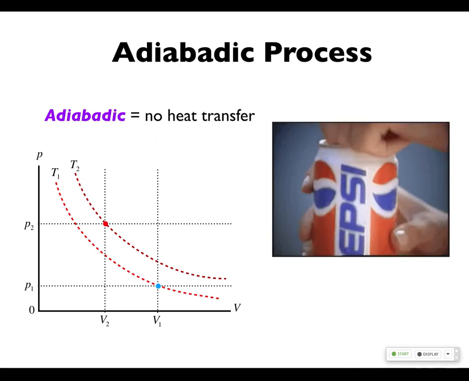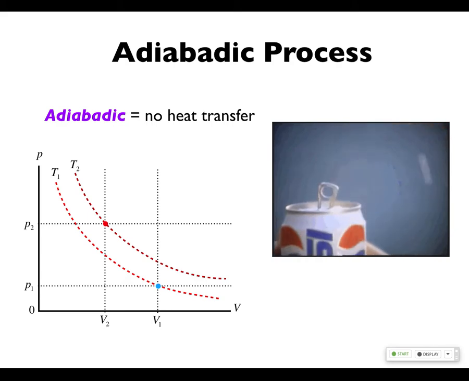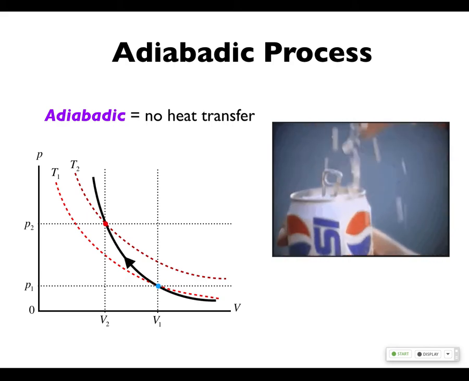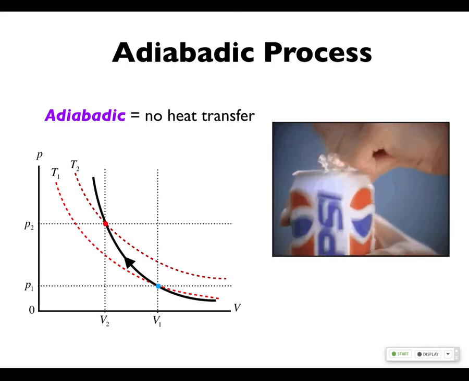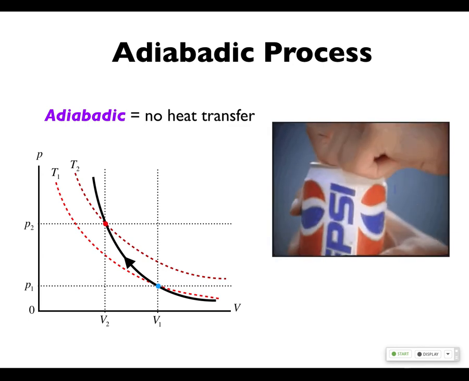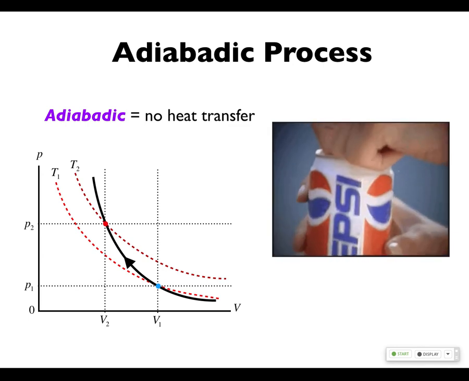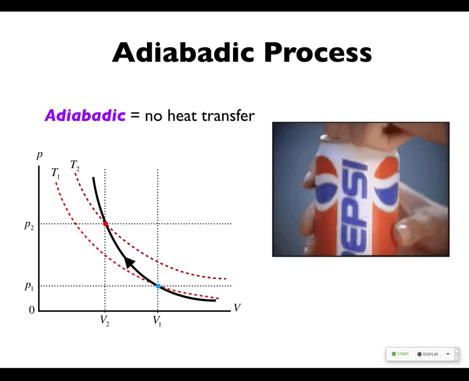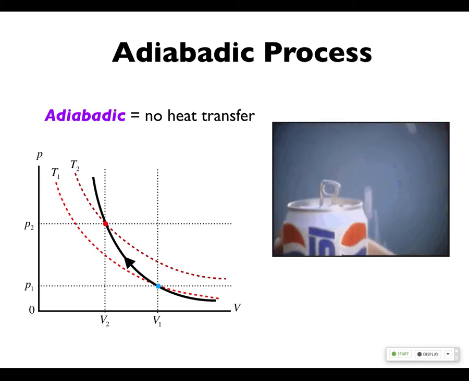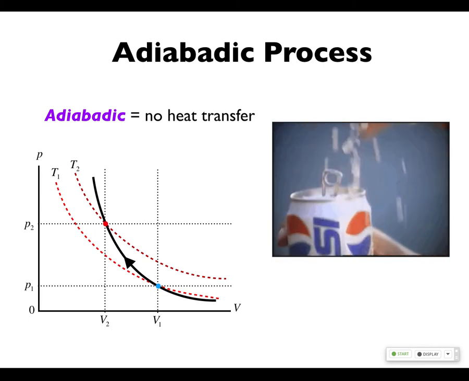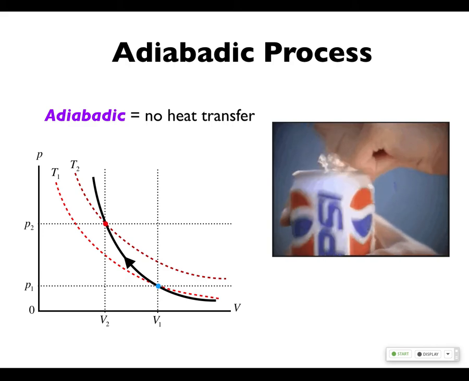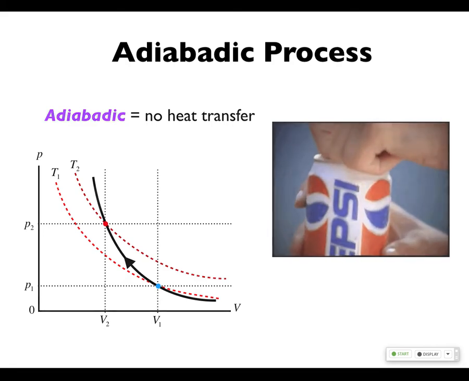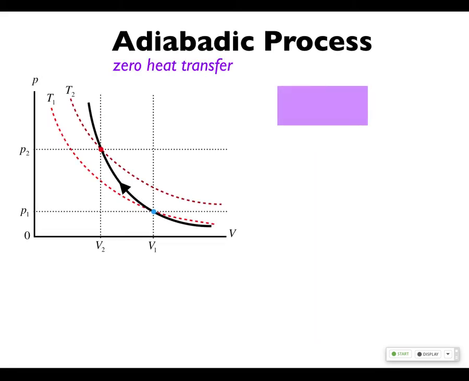Okay, so an adiabatic process looks like this. The curve looks like this. And what does this tell you? It's steeper than an isotherm, and it crosses the isotherms. So that means you have a change in temperature, which means you have a change in thermal energy. But what's zero? Heat transfer, Q. Right, so Q is zero.